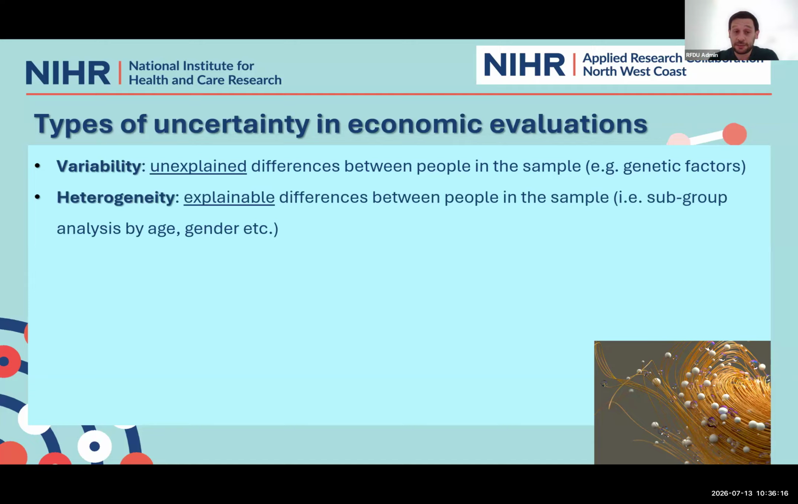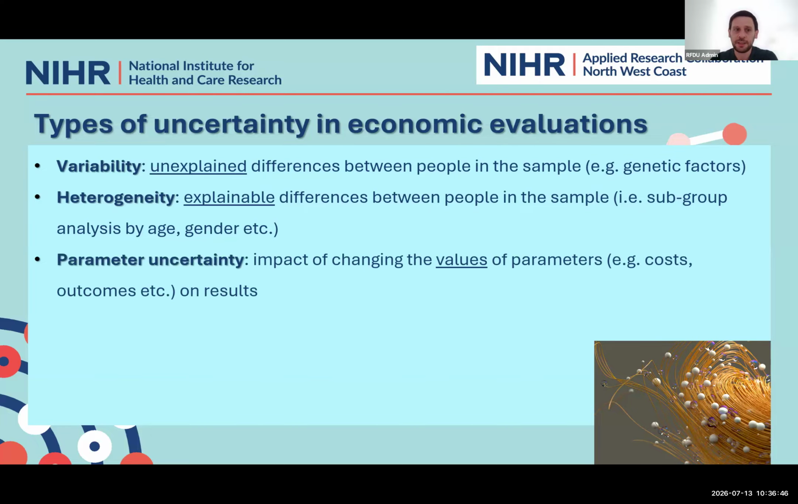Heterogeneity instead refers to explainable differences between people in the sample. So the way people respond to treatment or use healthcare resources might differ according to their age, gender, socio-demographic status, and so on. So these are all things that are observable and could be included as part of our data. So we will be able to try and explain potential differences by looking at these variables.